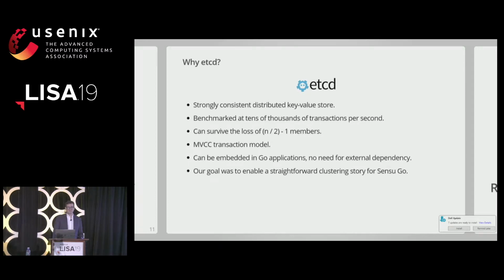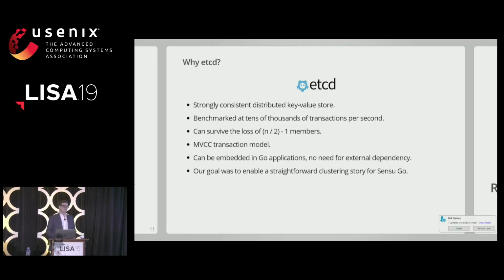etcd is strongly consistent. At least it's supposed to be. There's a few asterisks there. I'm not going to get too much into those because mostly at this point they've been dealt with. It's been benchmarked at tens of thousands of transactions by the etcd team, also by us. I can verify that those benchmarks did seem to be true.